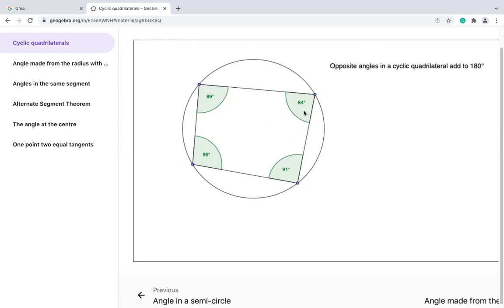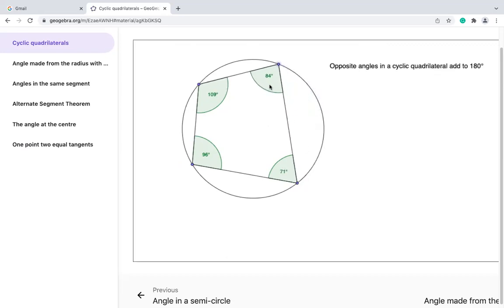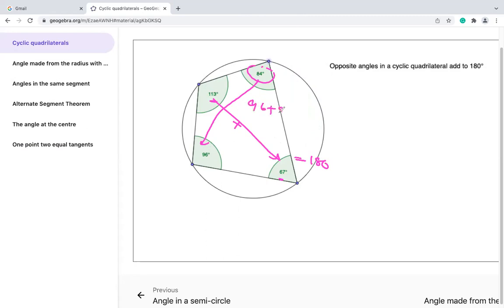Now, the unique property about a cyclic quadrilateral is that you should always remember that opposite angles of a cyclic quadrilateral add up to 180. So you notice that if I have this angle, 113, and this is 67, they are opposite angles and always add up to 180. Same with here. You can see that these two angles, 96 and 84, add up to 180.